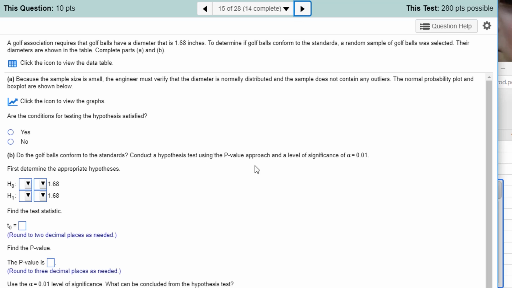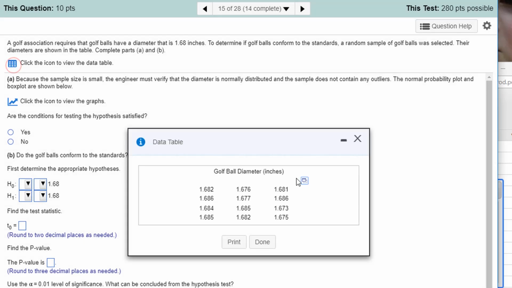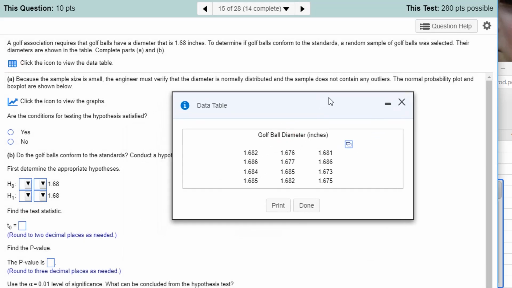Okay, a golf association requires that golf balls have a diameter that is 1.68 inches. To determine if golf balls conform to the standards, a random sample of golf balls was selected. Their diameters are shown in the table. Ooh, I want to see the table. Ooh, look at that. Beautiful.